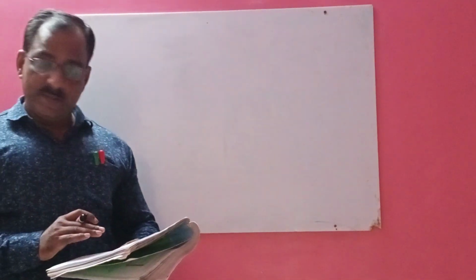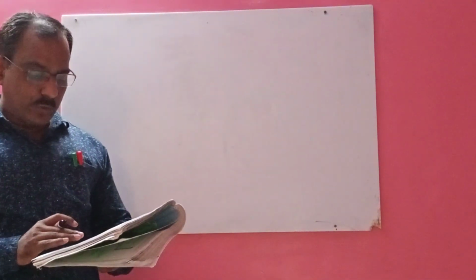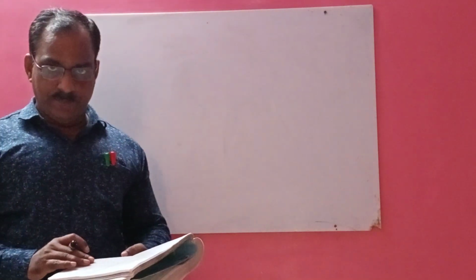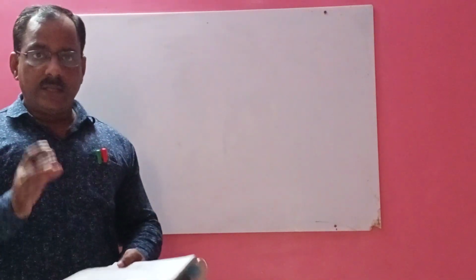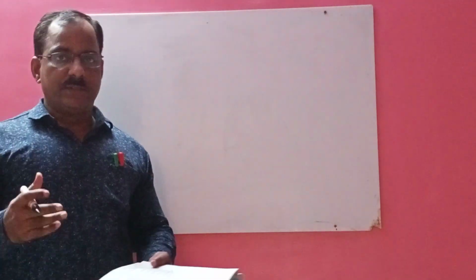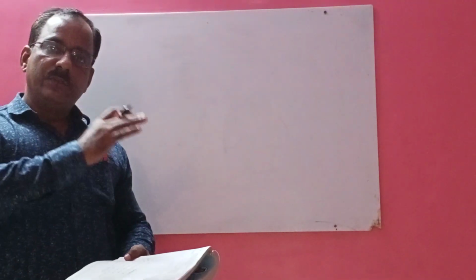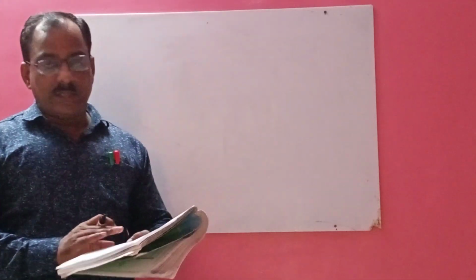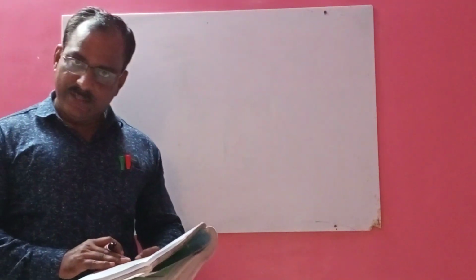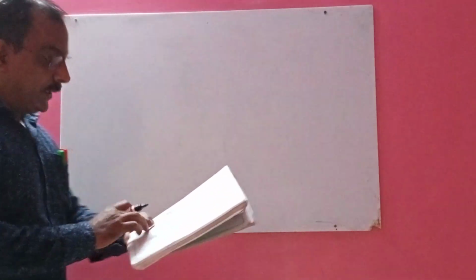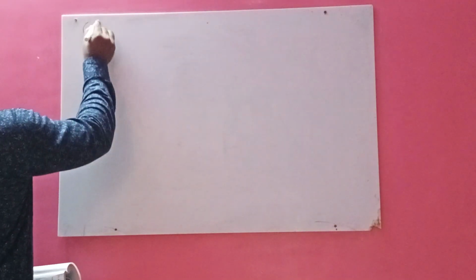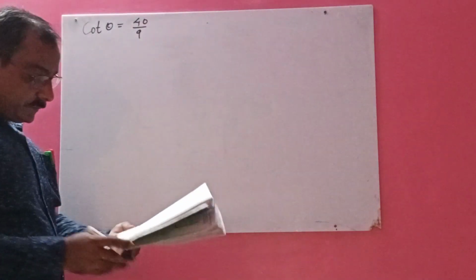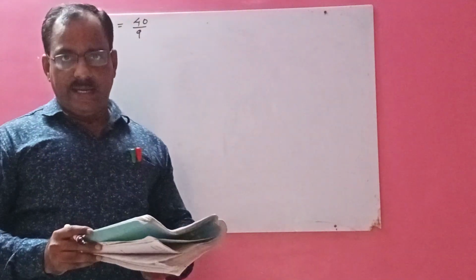As I told in my previous lectures, you can get the values of all the trigonometric ratios if the value of one trigonometric ratio is given, using two methods. One is by trigonometric identities, which is given in 10th standard, and the other one is using the right angle triangle, which you have already done in 9th standard. So here I am going to solve this sum using the trigonometric identities. So cot theta is 40 upon 9. We require cosec theta and sine theta.